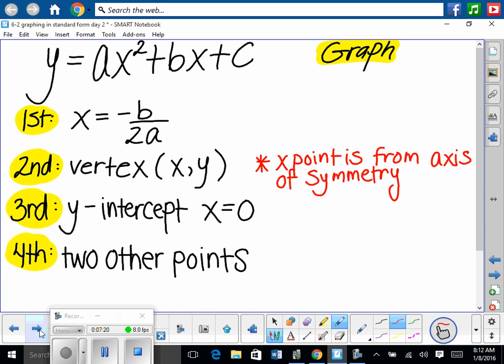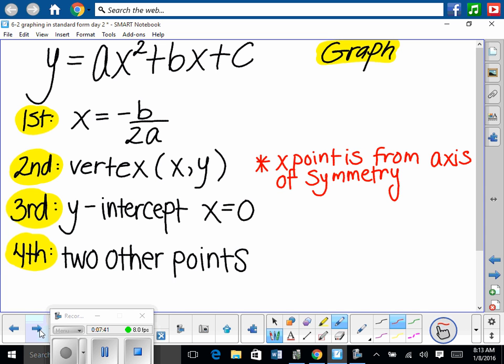Okay, second step. Once you have plotted the axis of symmetry, we know the vertex is going to fall on that x value on the axis of symmetry. You're going to find your vertex. So if you know that your x value is 2, can't you find your y value by just plugging it into your function just like we did? Yes, so we'll find our vertex.